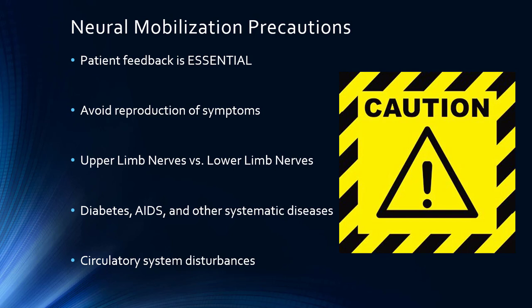Diabetes, AIDS, and other systemic diseases can weaken the nervous system. Take extra care when applying neuromobilization techniques on patients with these conditions. Circulatory system disturbances should be monitored. Where the circulatory system goes, the nerves are right beside it. If a nerve is mobilized, the circulatory structure next to it will also be mobilized.